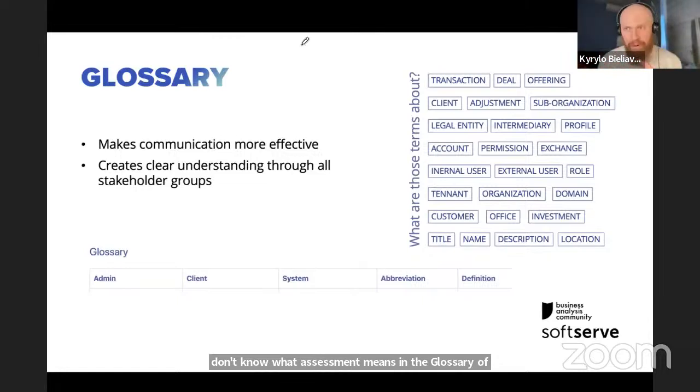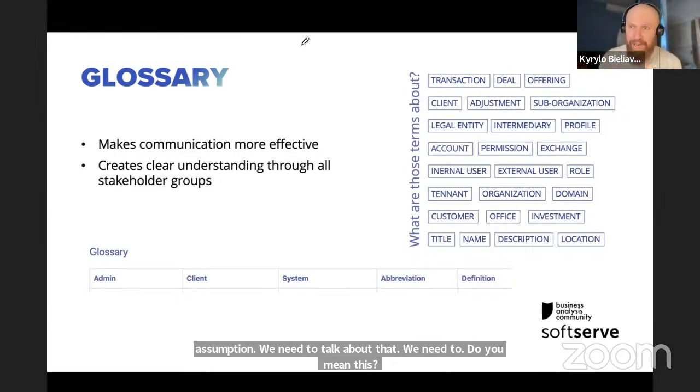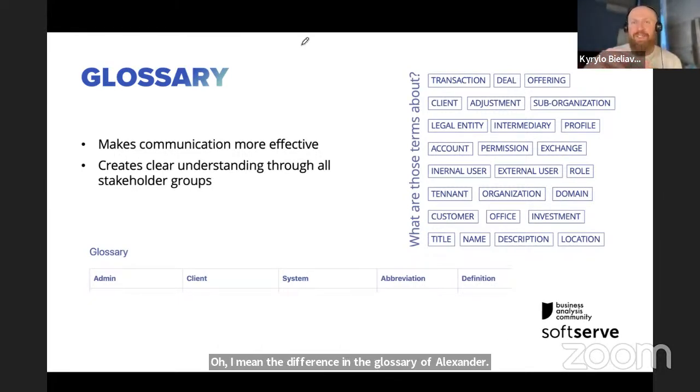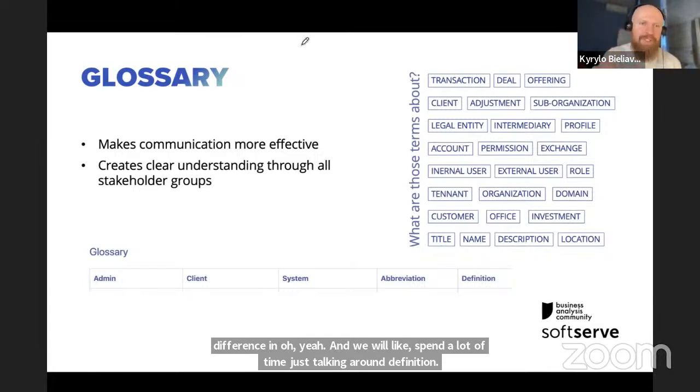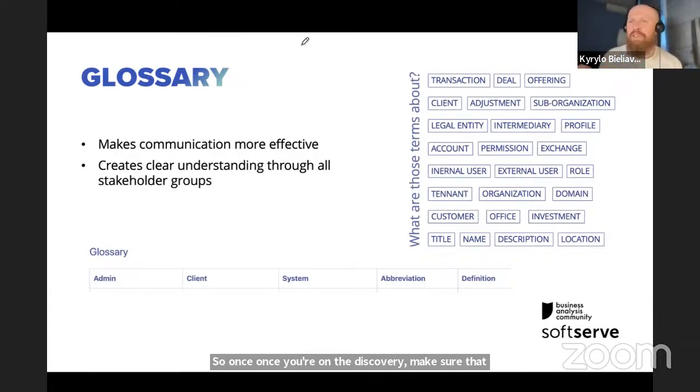We need to talk about that. We need to ask, do you mean this? Oh, I mean the different thing. Oh yeah. And we will spend a lot of time just talking around definitions. So once you're on the discovery, make sure that you're specifying all the terms and you know the definition of all the terms that the clients use, for example.